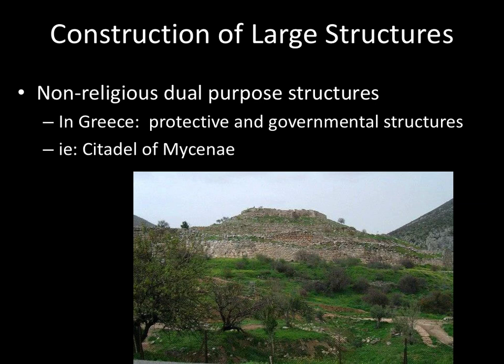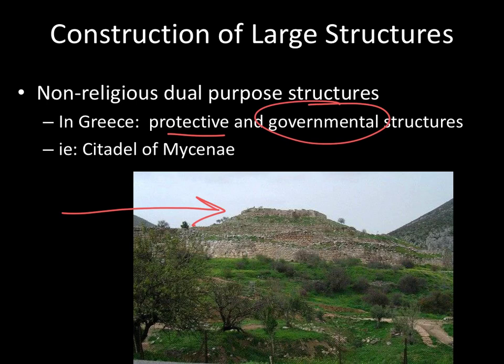In Greece, they also constructed dual-purpose large structures. However, in Greece, they did not have a theocratic system of existence. They actually developed a citadel, and this is the citadel of Mycenae. Mycenae was one of the earliest states to form in the very early development of Greece. But the citadel of Mycenae was not a temple, but instead it was a protective center where the military would keep guard and watch over the city, but also it was the center of the government. So it served this dual purpose.